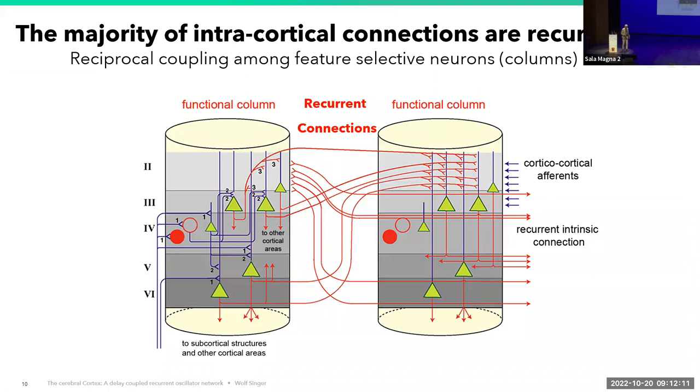So here's an example, a canonical circuit in the cerebral cortex, because cerebral cortex is very, very homogeneous.